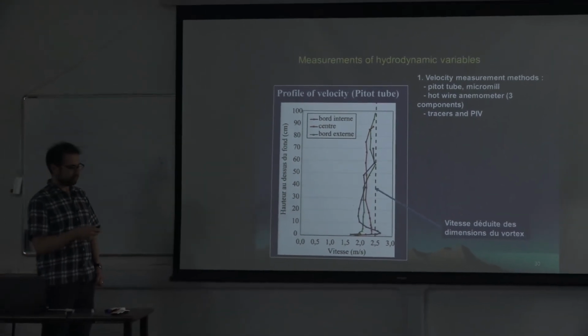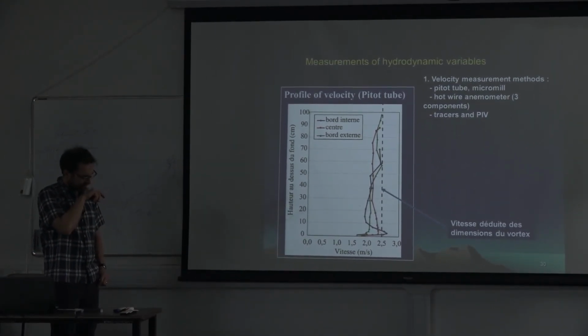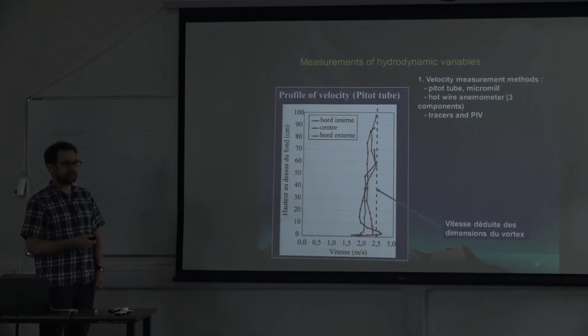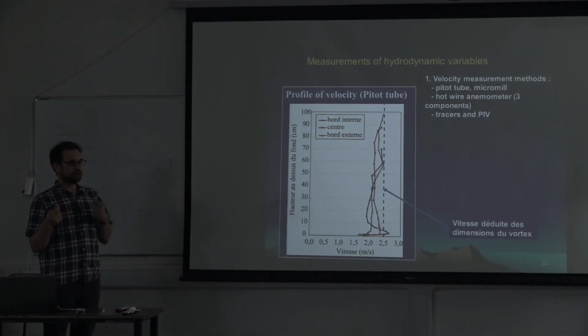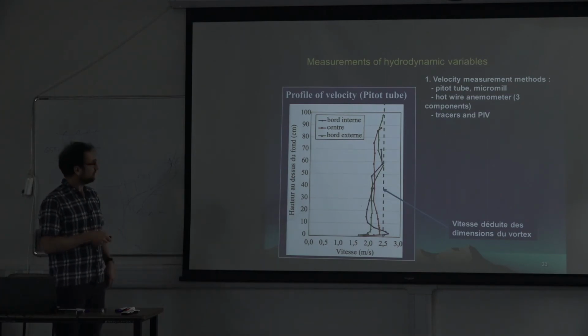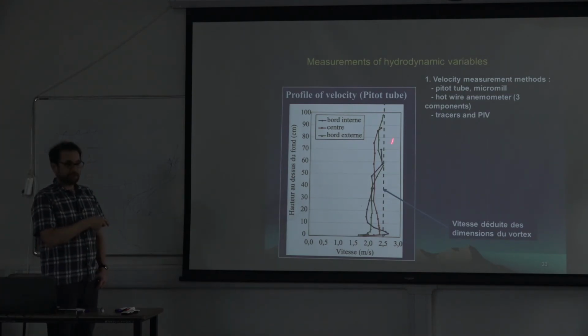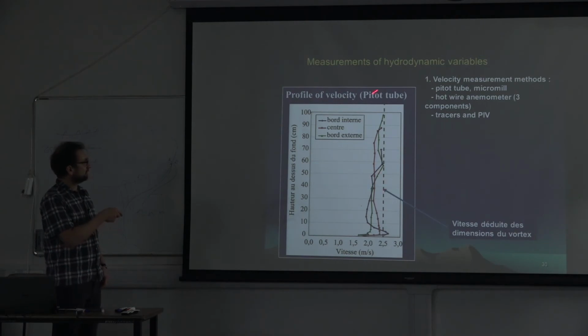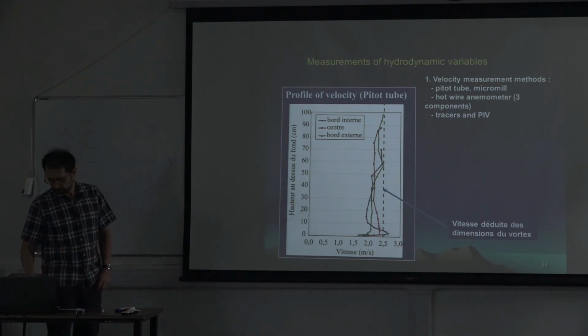So then, in order to do parametric studies, you need to know the variable you're interested in. So for example, the water velocity, the pebble velocity, the shear stress. So there are several ways to measure the velocity. In this case, we use some pitot tube to make the measurement of the velocity at different depth.